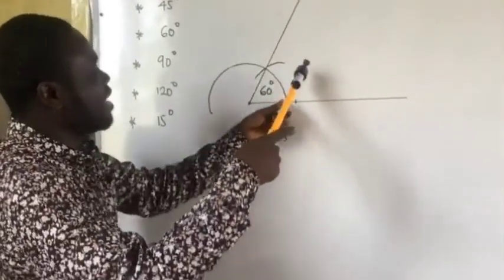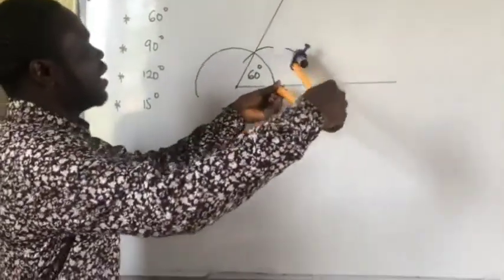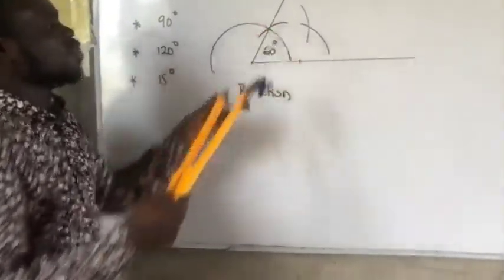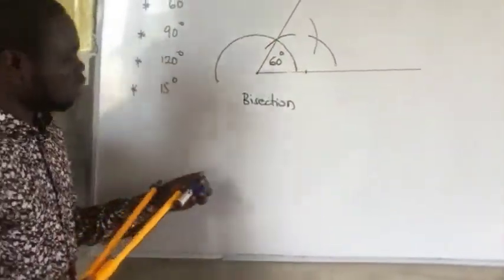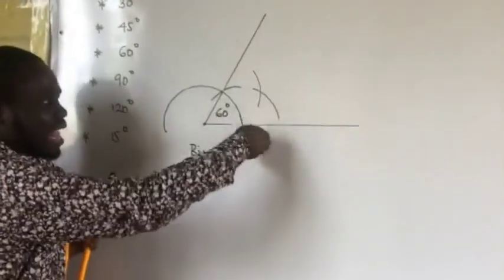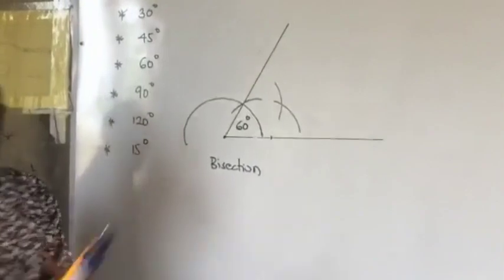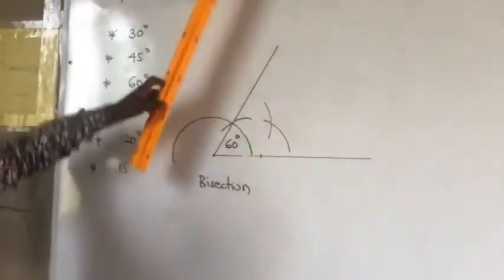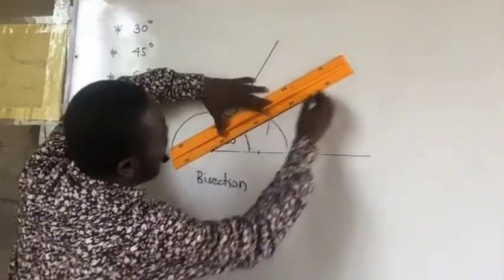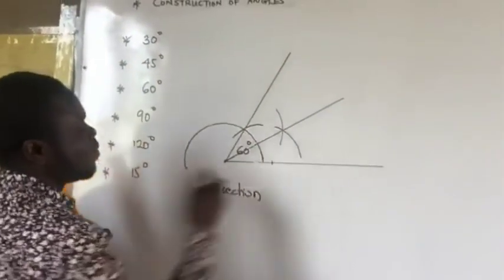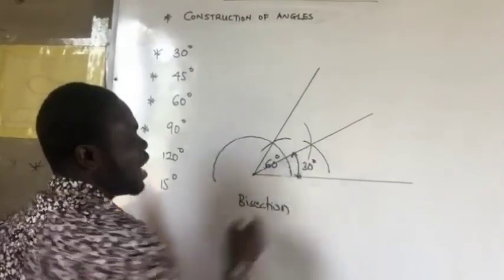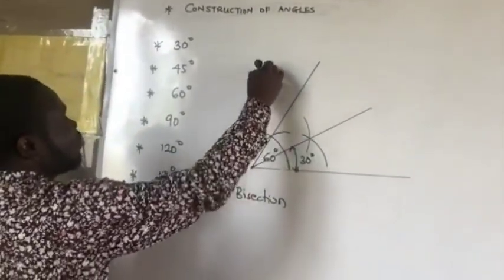So I stand here, then I stand here and draw my arc like this, then stand here and draw my arc like this. So I have bisected the angle. Because the angle ranges from here to here, I stand here, draw an arc, stand here, draw another arc, and I've gotten my bisection. So the angle from here to here is my 30 degrees angle. So this is my first one.